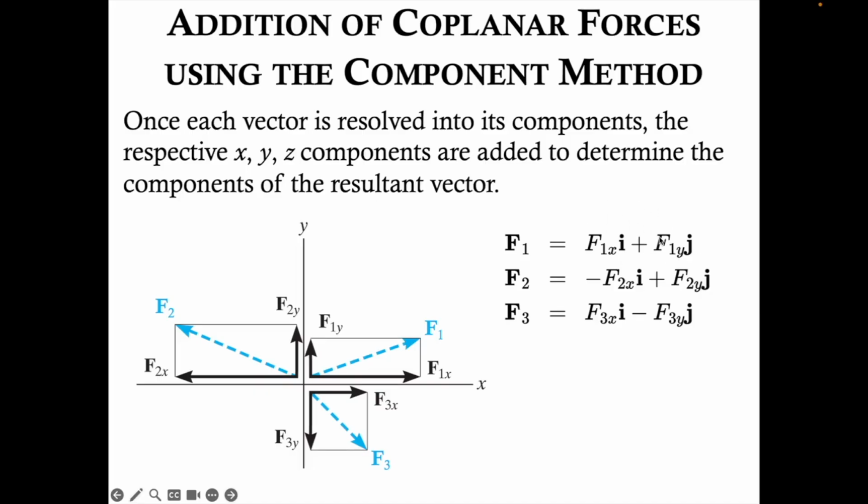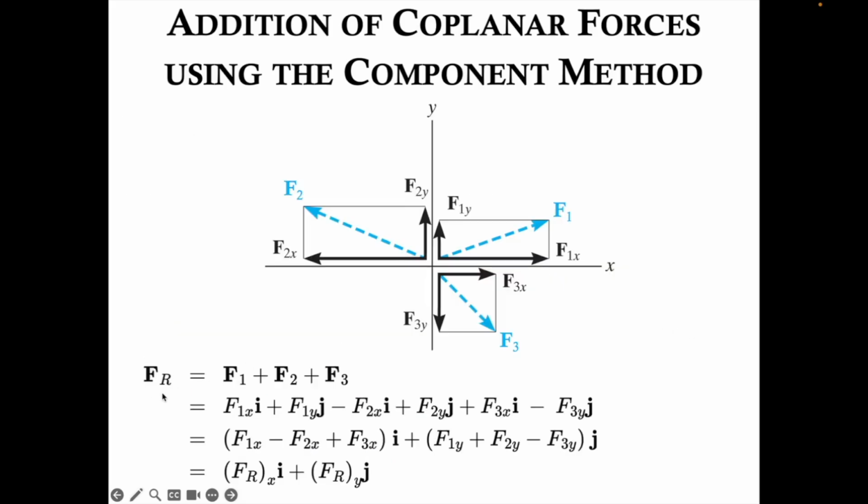Notice the signs are both positive because F1x is in the positive x direction and F1y is in the positive y direction. Vector F2 would be equivalent to negative F2x i hat plus F2y j hat. This one's negative positive signs because the F2x vector goes to the left in the negative x direction and the F2y vector goes upward. And finally, F3 in Cartesian vector notation equals F3x i hat minus F3y j hat.